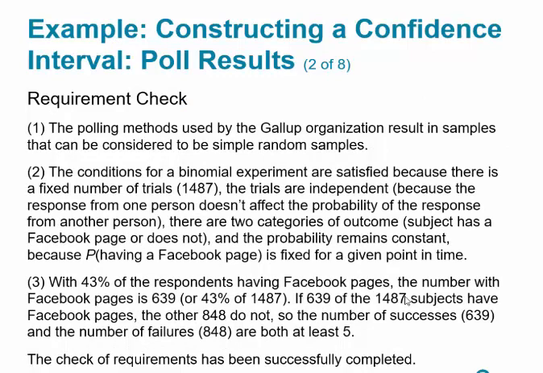for some samples are considered to be random samples. Conditions for binomial experiments are satisfied. With 43% of the respondents having Facebook pages, the number of Facebook pages is 639. If 639 of the 1,487 subjects have Facebook pages, the other 848 do not. So the number of successes is 639. The number of failures is 848. Both are at least 5.